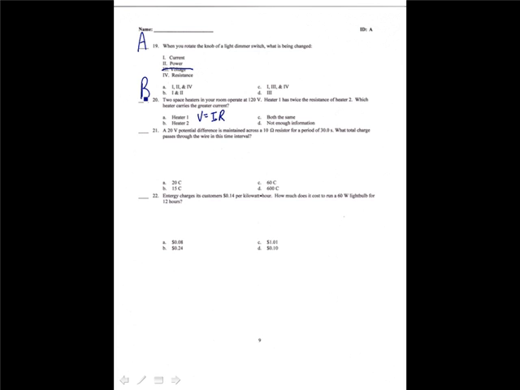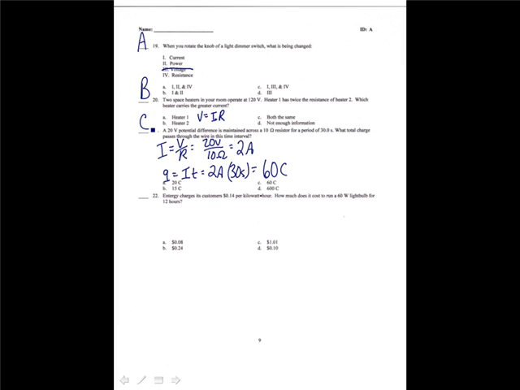A 20 volt potential difference is maintained across a 10 ohm resistor for a period of 30 seconds. What total charge passes through the wire in this time interval? Well, I is equal to V over R. It's 20 volts over 10 ohms, which is 2 amps. And then the charge is just the current times the time. That's 2 amps. The time is 30 seconds. An amp is a coulomb per second, so that gives us 60 coulombs. The answer is C.